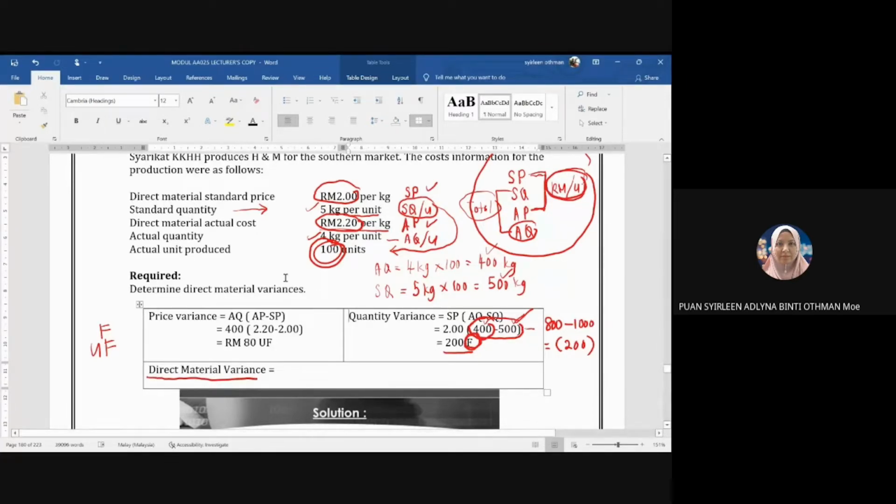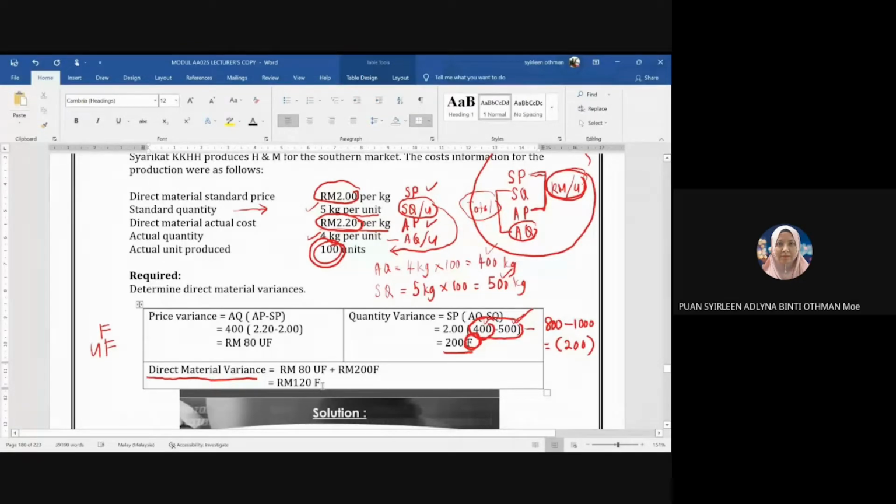Okay, so kita akan campur lah. So you have 80 unfavorable plus 200 favorable. Dia akan campur, dia tak ada tolak. Satu ni bersifat negatif sebab dia unfavorable. Yang ni positif, so 200 minus 80, that means your jawapan is favorable with the amount of 120. Okay, so beza 80 dengan 200 tu is 120.